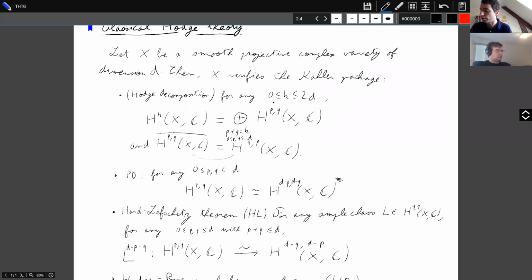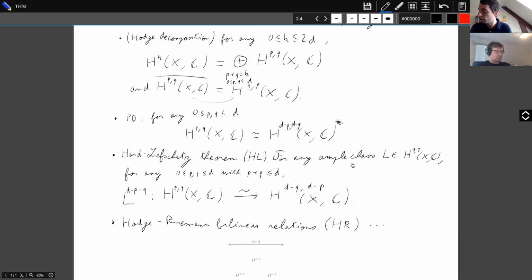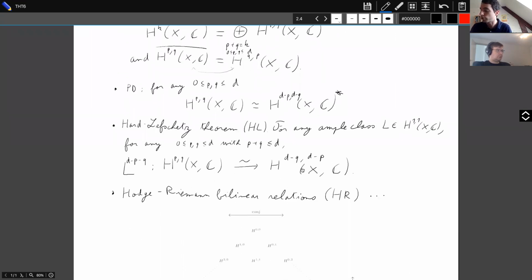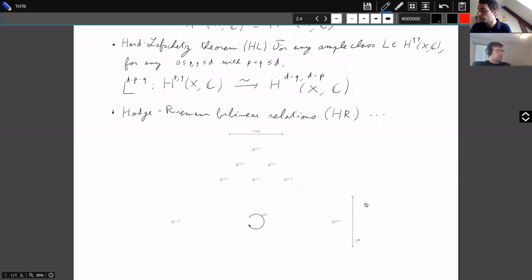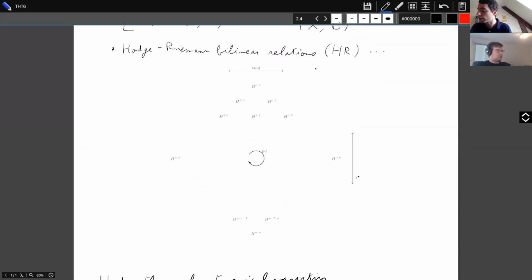So for us, H^{p,q} is 0 if p is different from q, so we only have the H^k over 2, k over 2. With Poincaré duality, we have the Hard Lefschetz theorem, which preserves the Hodge degree. And we also have the Hodge-Riemann bilinear relations, which are a bit more complicated to state. So more or less, we have this scheme.